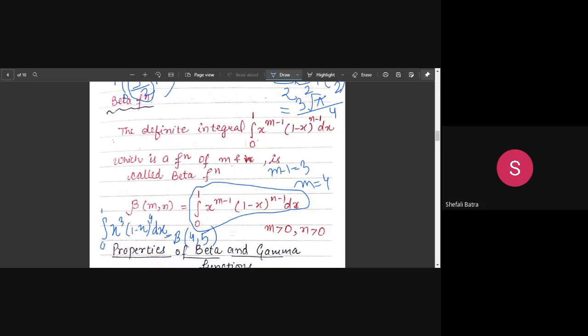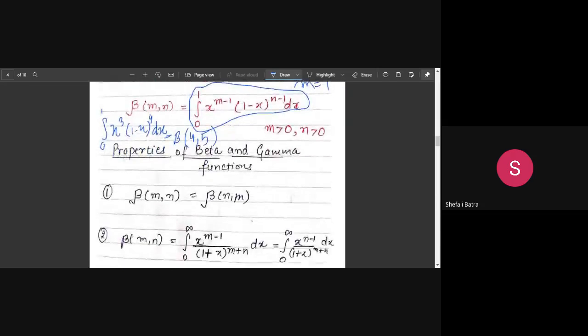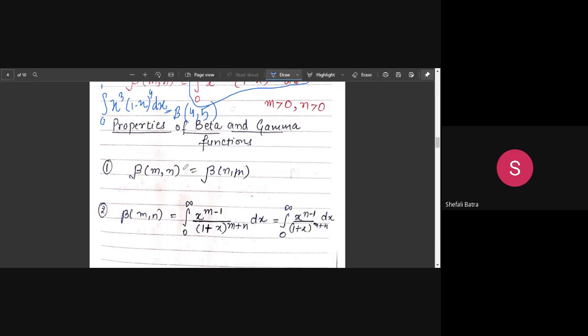Right? Properties of beta and gamma function. Beta m comma n is equal to beta n comma m. This property is known as the symmetric property. Beta function is always a symmetric function.